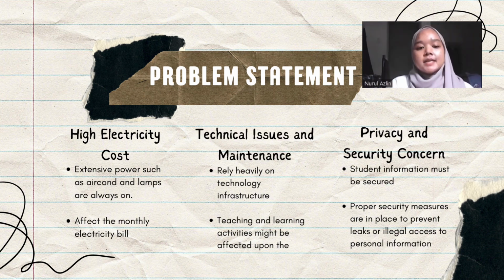The second problem statement is technical issues and maintenance, where smart classroom relies heavily on technology infrastructure such as internet connectivity, hardware, and software. Teaching and learning activities might be affected due to technical problems. Last but not least is privacy and security concern, where data security and privacy are problems that are brought up by the application of technology in smart classroom.